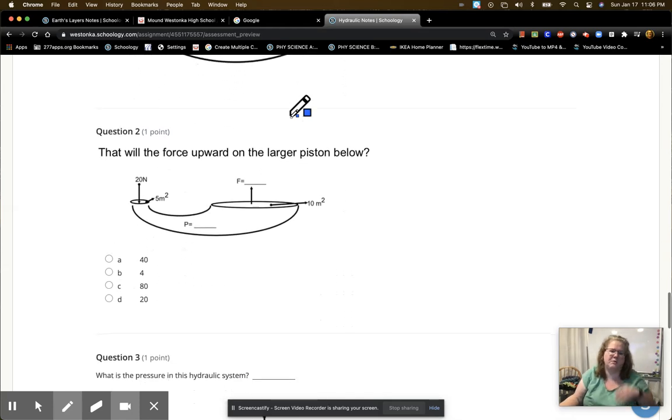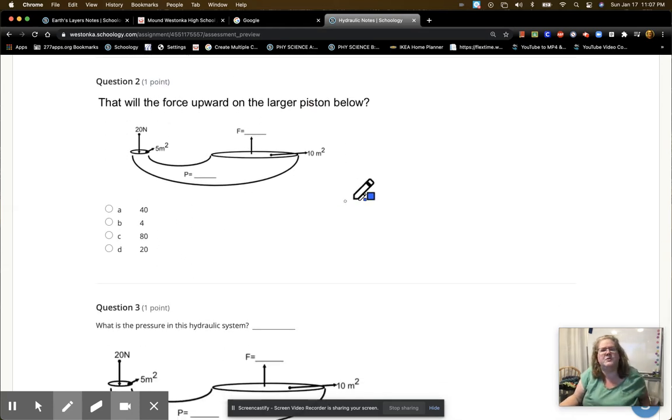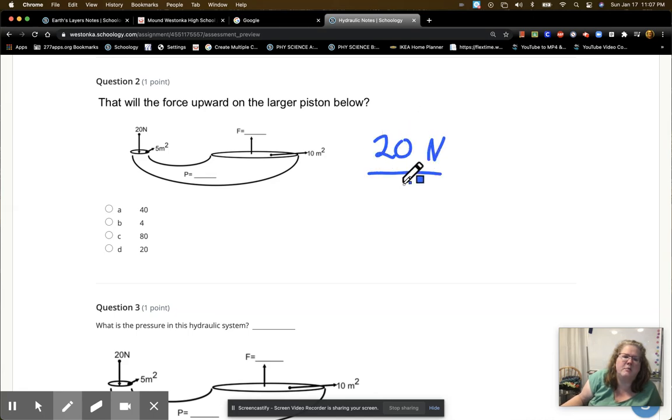So let's look at number 2. We're going to actually do this math. And first of all, we need to see what we're looking for. And that is, what will the force upward on the larger piston be? That means we have to do 2 different things. First of all, we have to determine what is the pressure inside here before we can calculate the force up. So in this case, pressure is going to be 20 newtons divided by 5, well, it's meters squared, but we're just going to pretend that it's the right unit. And that would end up being 4 pascals.